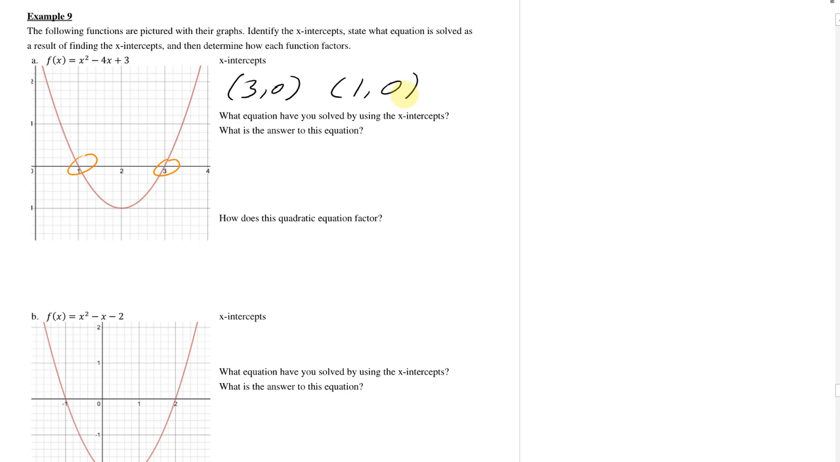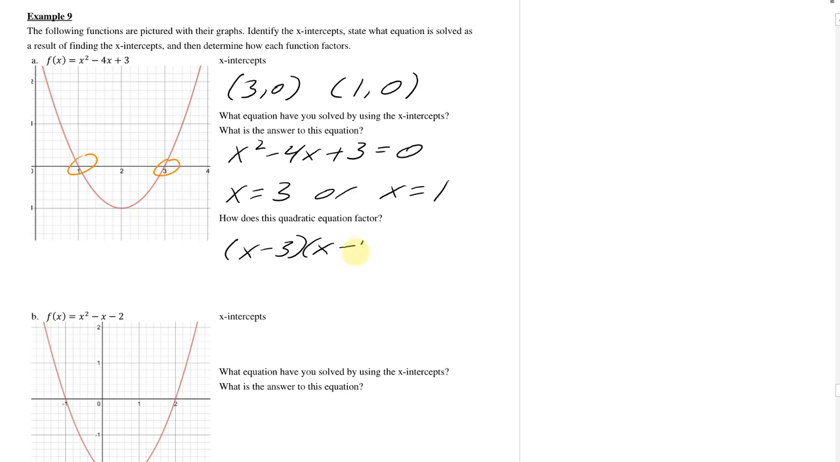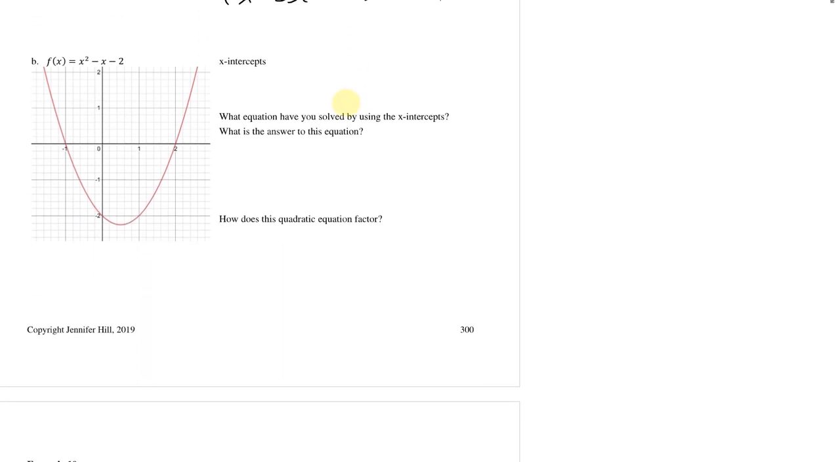And so then the equation that I would have solved would be x squared minus 4x plus 3 equals 0. And the two solutions to this would be x equals 3 or x equals 1. So those are my solutions. Now, if I look at this and I want to factor this, this will factor as x minus 3 times x minus 1 equals 0. And I can see that these are the solutions. So this is what I'm trying to get you to connect here. So why don't you go ahead and try B, hit play when you're ready.